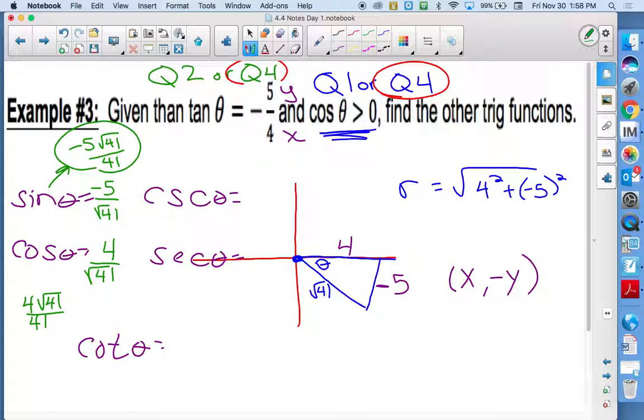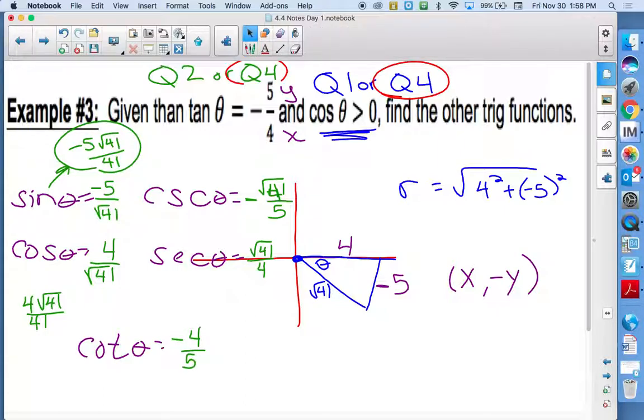I take the unsimplified version and flip that around. So we had negative 5 over the square root of 41. So now we would have the square root of 41 over 5, and it's negative. And then cosine flipped to become secant, so square root of 41 over 4. The cotangent is the flip of the tangent. So we're still drawing triangles, except now we'll have positive and negative values. The triangle needs to be drawn in the correct location. Questions?